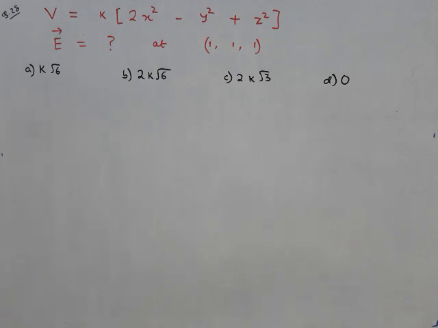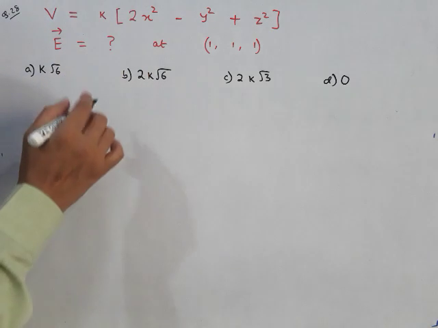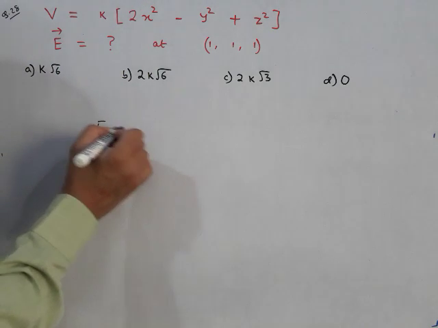We already have discussed and we know the relationship between potential and electric field. Remember, electric field is a vector quantity, potential is a scalar quantity, and they are related using the relations V is equal to minus integration of E dot dr, or E is equal to minus dV by dr. Before discussing this question, let me put some pieces of information.